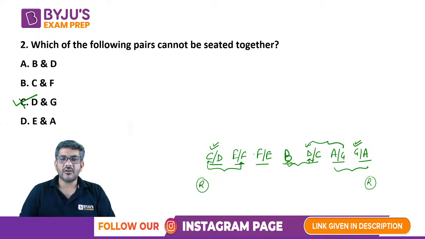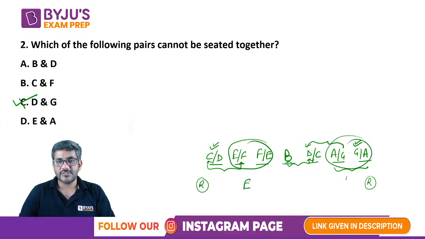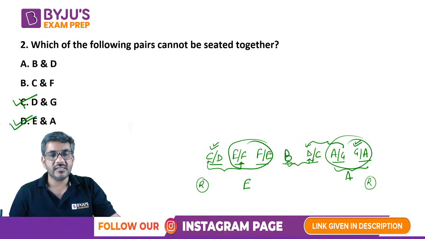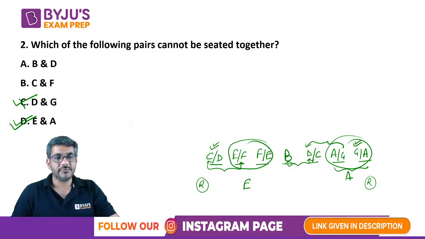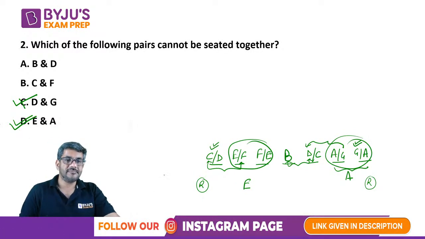E and A, they cannot sit together because E would be at one of these two places, and A would be at one of these two places. In any case, E and A cannot sit together. So my answer for the second question is option D. E and A can never sit together.